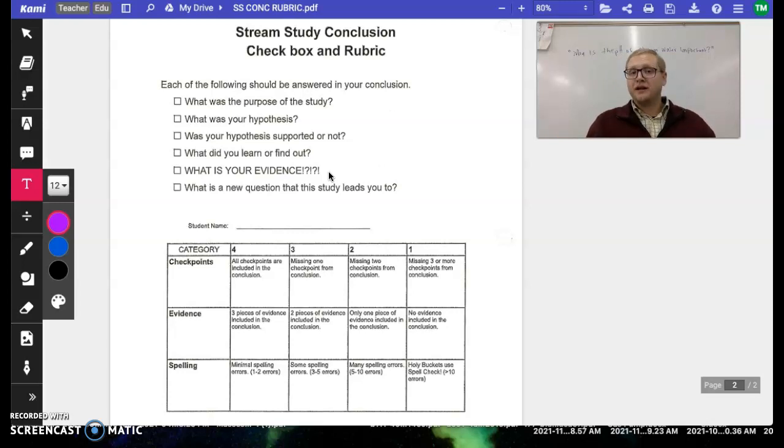This is not an opinion. You cannot say, my evidence is the water is brown, so it has to be polluted. That's not evidence. That's a feeling. That's an opinion. Make sure you're using your evidence.